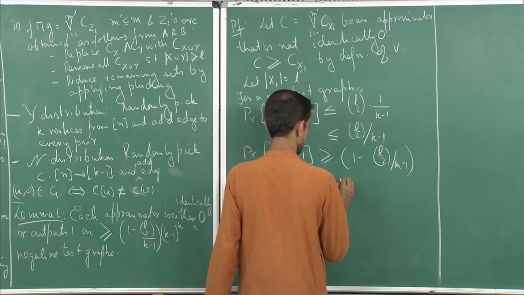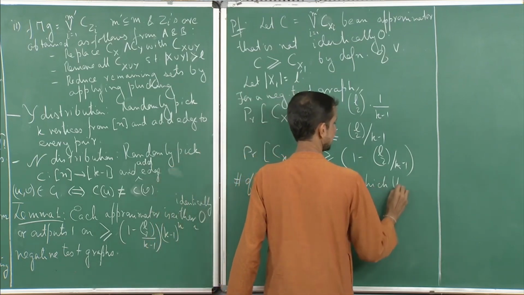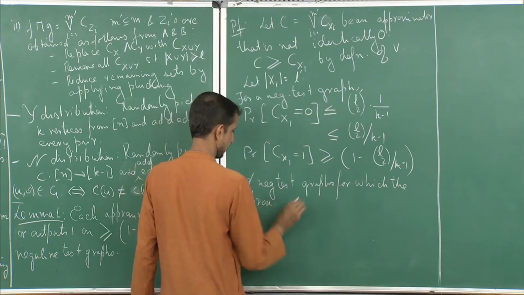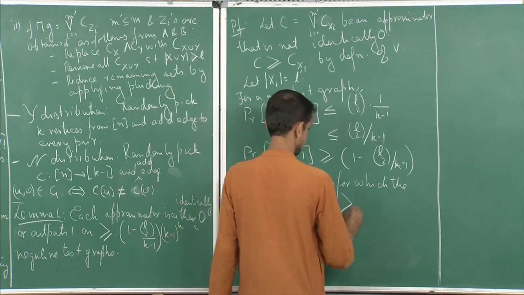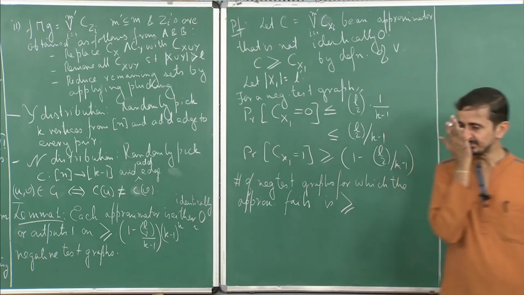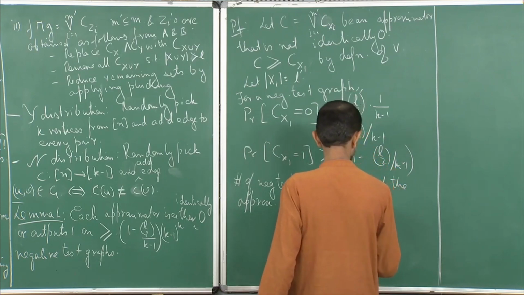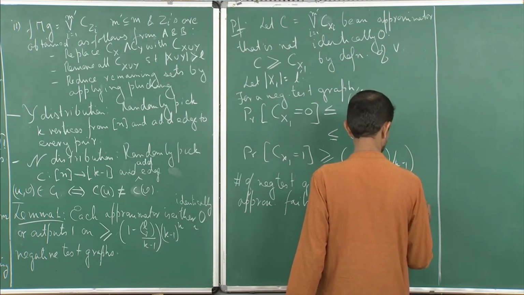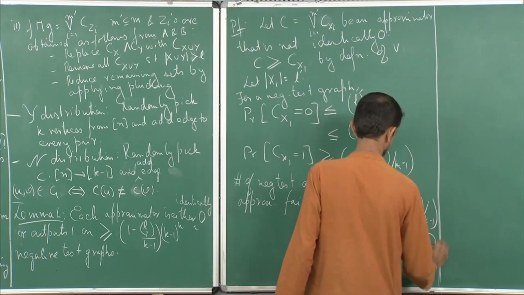So the number of negative test graphs for which the approximator fails is at least the total number of negative test graphs. How many negative test graphs are there? K minus 1 to the power n, this we also mentioned last time, times this probability. Okay, that completes the proof.